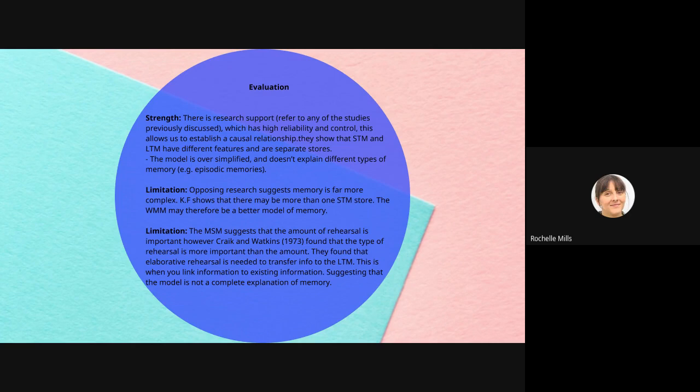So you know from your lessons that there's different types of long-term memory, like procedural memories and episodic memories. And the multi-store model of memory doesn't elaborate on any of that either. Okay, so that's the multi-store model of memory.